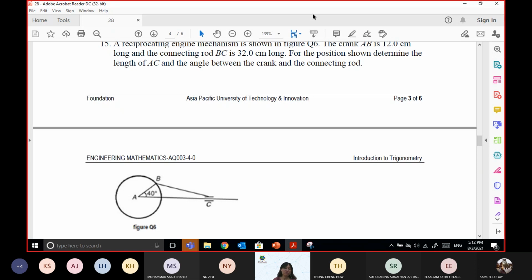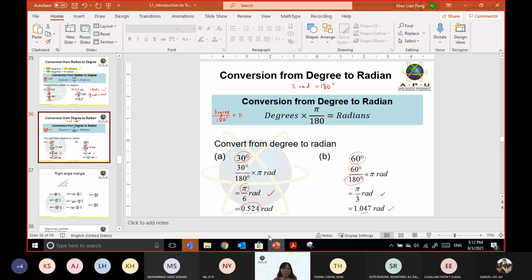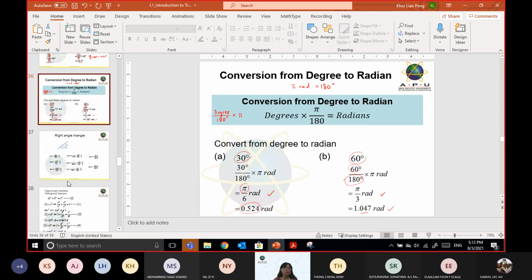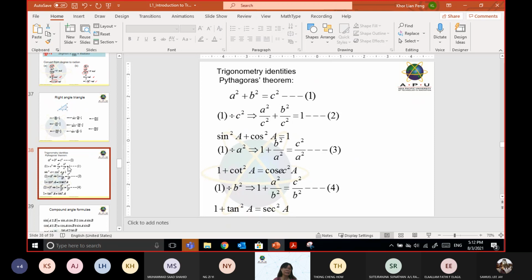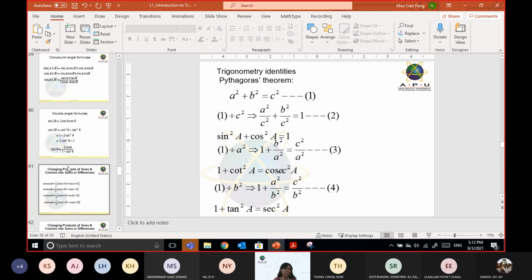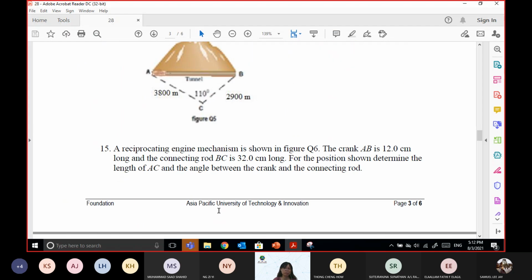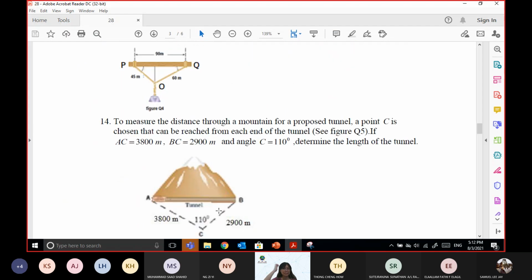Before we move on to the next part of the slides, for your information, the next part is regarding trigonometric identities. It's another part of trigonometry. But we try to get this tutorial done first before we move on to another part.